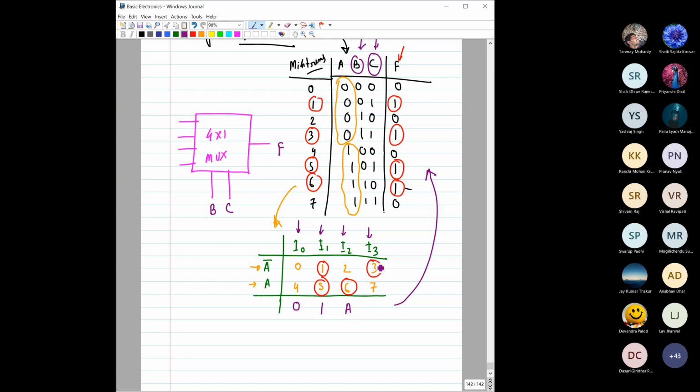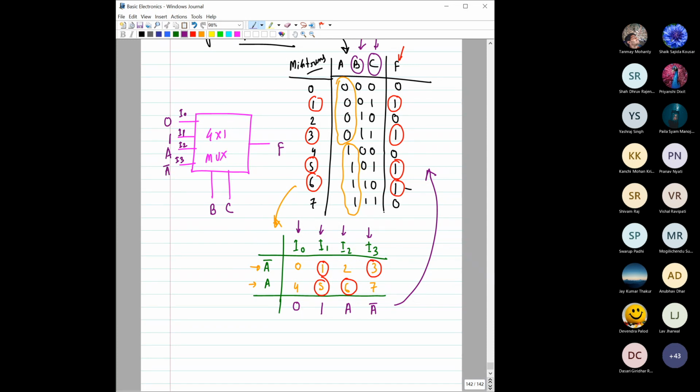For I3, only one of them is circled, and the circle corresponds to A bar. So you have to write this A bar, right? So this is basically the I0 input, I1 input, I2 input, I3 input. For input I0, we have to give 0. For input I1, we have to give 1. For input I2, we have to give A. For input I3, we have to write A bar, right?